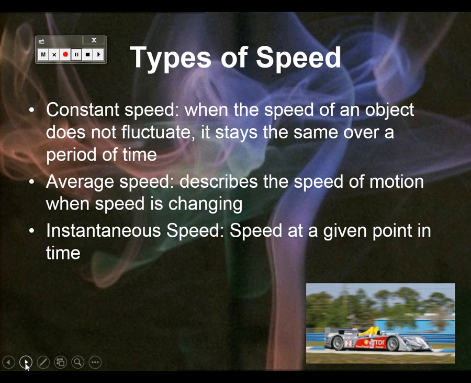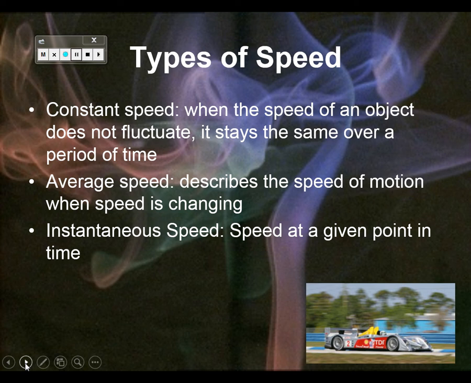Constant speed is when the speed of an object does not fluctuate. It's when the speed stays the same over a period of time. It's like your parents when you're on a long car trip, when they put the car on cruise control and they go down the interstate at exactly 58 miles per hour for however many miles.